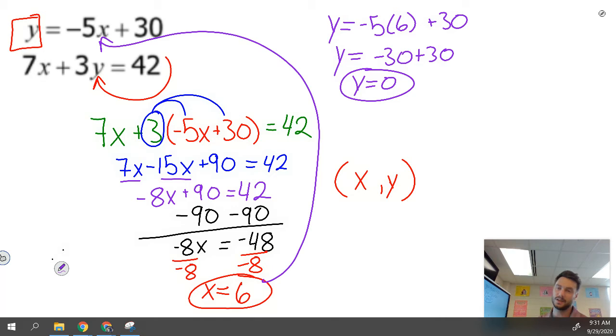solution. This is an x value and a y value. The solution is the point. So if you don't write it as the point, you're not really solving the problem, right? You need the point so that we remember it's actually where these two things intersect on my graph. So the answer here is x value 6, y value 0.